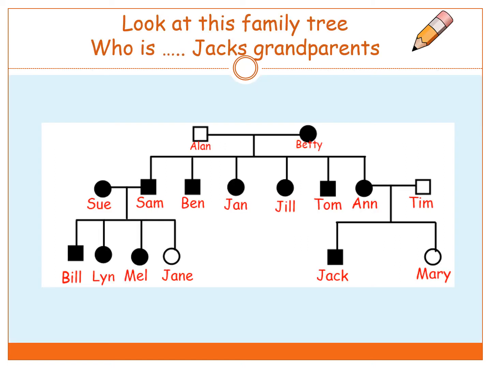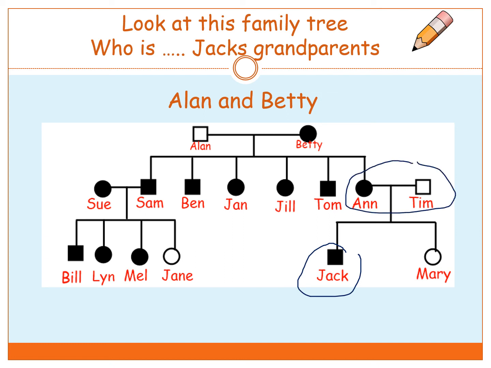So look at this family tree. Who are Jack's grandparents? So pause the video and try to write out Jack's grandparents before I go over the answer. So the answer would be Alan and Betty are Jack's grandparents, because Jack is down here. Anne and Tim would be the parents, and then Alan and Betty the grandparents. So well done if you managed to get that correct.